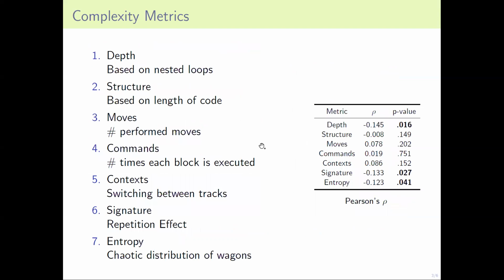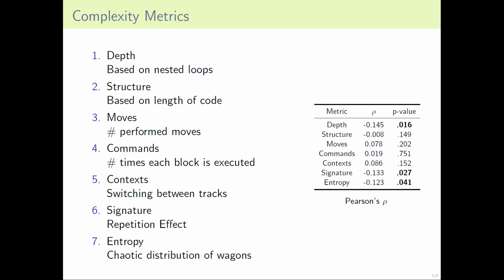We introduced 7 complexity metrics. We first have depth. It is based on the depth of the nested loops in a code. Then we have structure, which mimics the relation between the length of a code and perceived level of task difficulty. Then we have moves, which is the number of wagon moves that the algorithm will perform. Commands counts the number of times each block is executed, and it acknowledges possible costs for checking whether a loop condition holds.